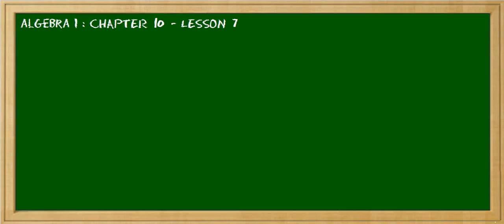Hello class, today we're on lesson number 7 in chapter 10 and we're going to go over more on factoring second degree polynomials. Now, Leonard Euler, the man who discovered several polynomials that produce primes up to a certain point, once announced that the number 1,000,009 was prime.